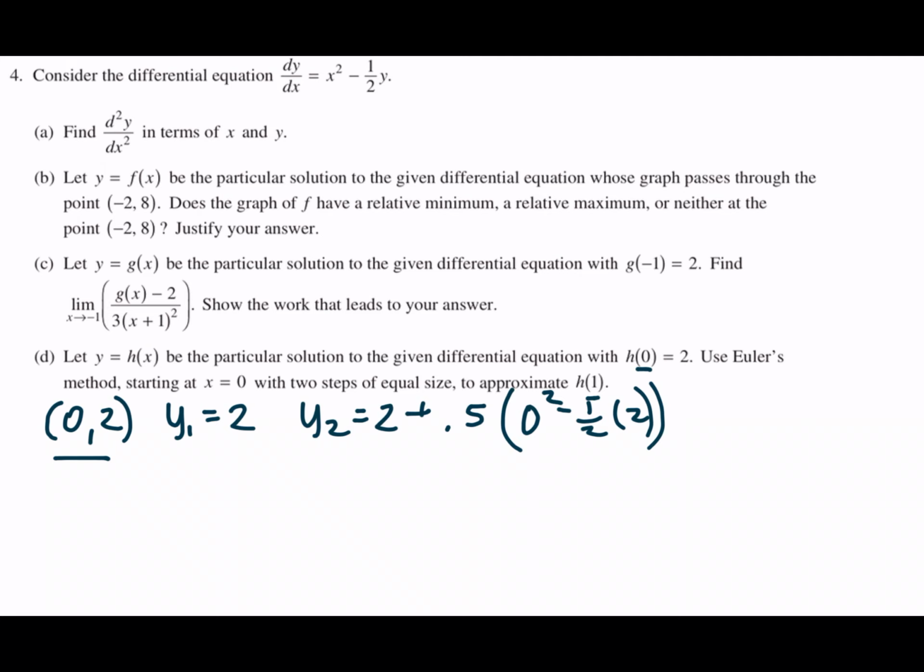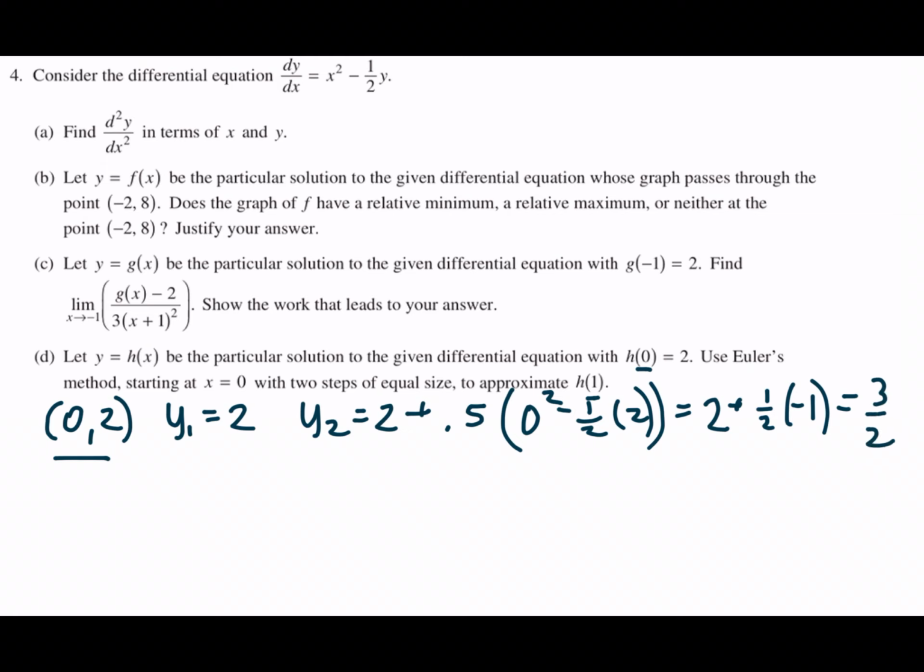Some of you guys are not simplifying this, some of you guys are simplifying this. At the very least, you need to write this as 2 plus, I would write this as a 1/2 times a negative 1. You want to just at least clean it up a little bit, because some of you guys are not simplifying your work when you're doing this. If you want to simplify it, it would look like 2 minus 1/2, which is 3/2.